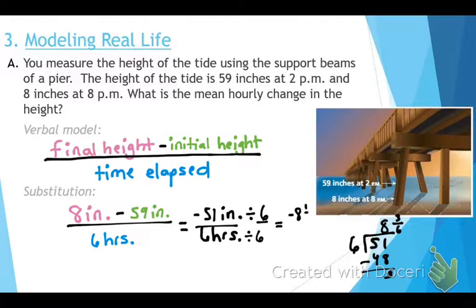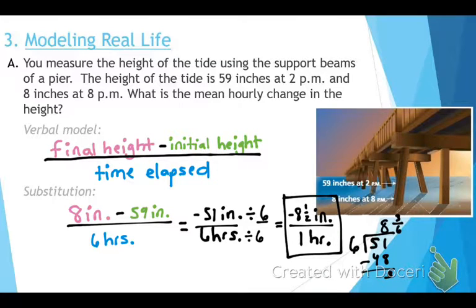So 8 and 1/2. And what were my units on the numerator? Inches. Inches per, what is it on the bottom? What is 6 divided by 6? 1 hour. So the correct answer is negative 8.5 inches per hour. Let's just think about this.